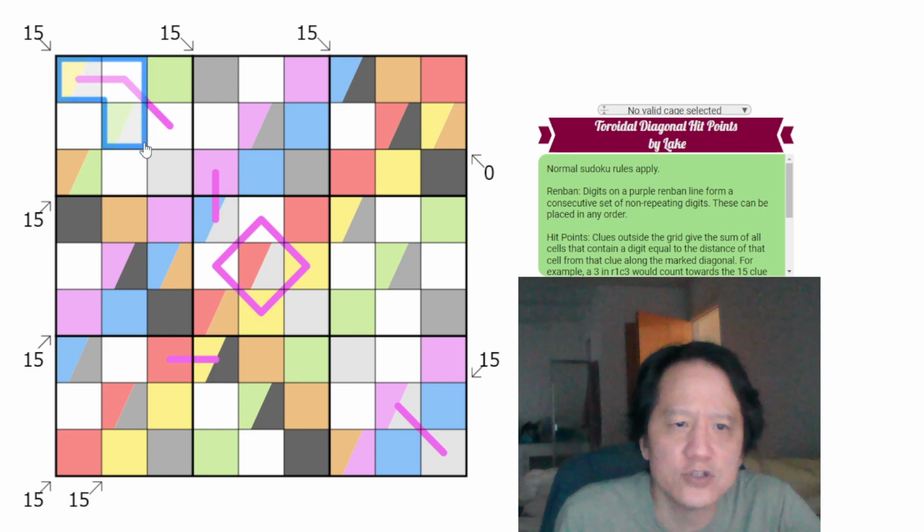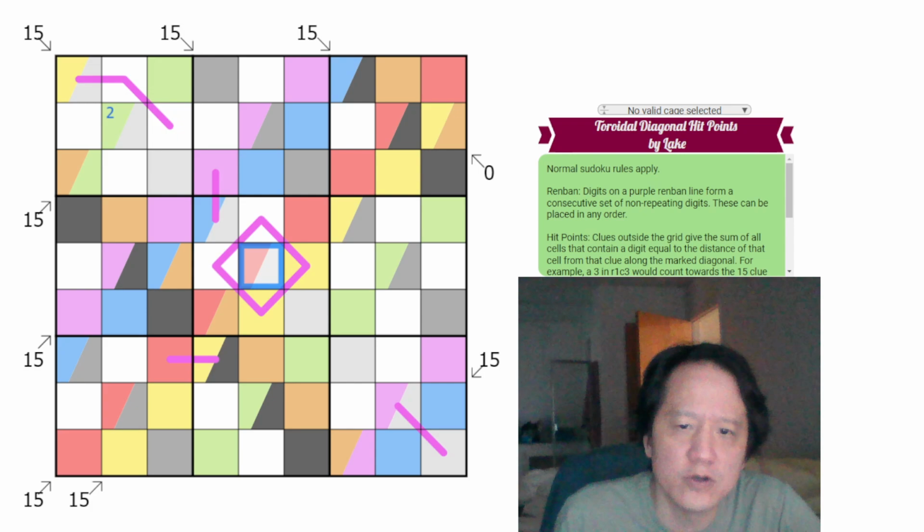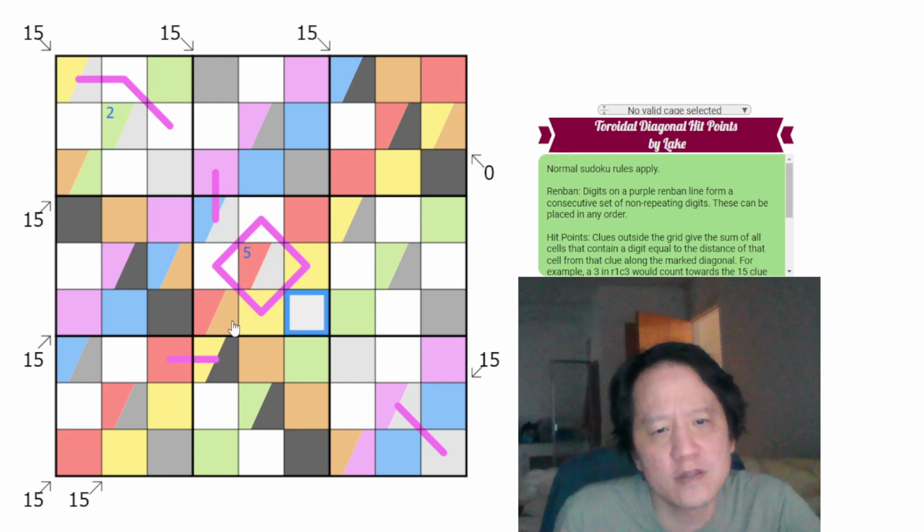Oh, wait, no, this is 2 and 2. This could be 2 also. So this could be 2. The yellow's different. That would be 1 or 9. So this one could be 2. This one could be 5. I think those are the only ones, right?